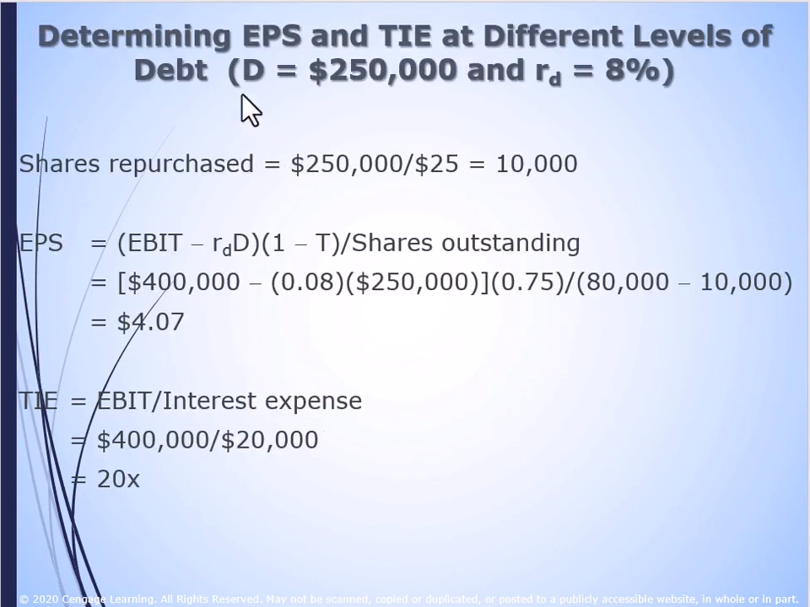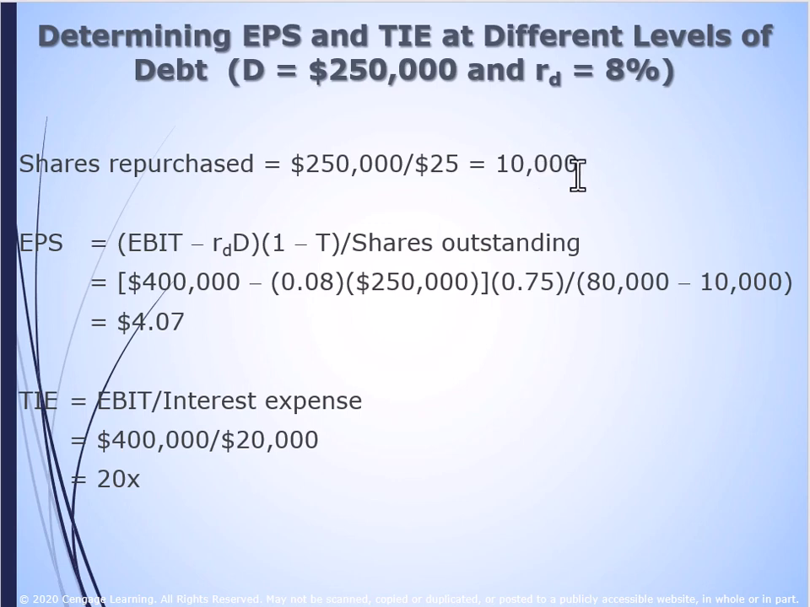So what happens if they borrow $250,000? Again, the cost of debt is 8%. So how much are they going to repurchase? $250,000 is the debt. $25 is the price per share of stock. So they're going to buy back 10,000 shares.